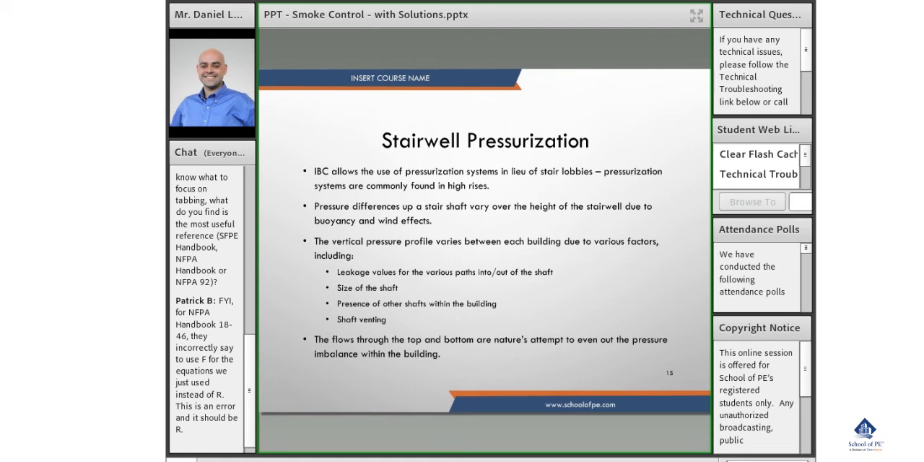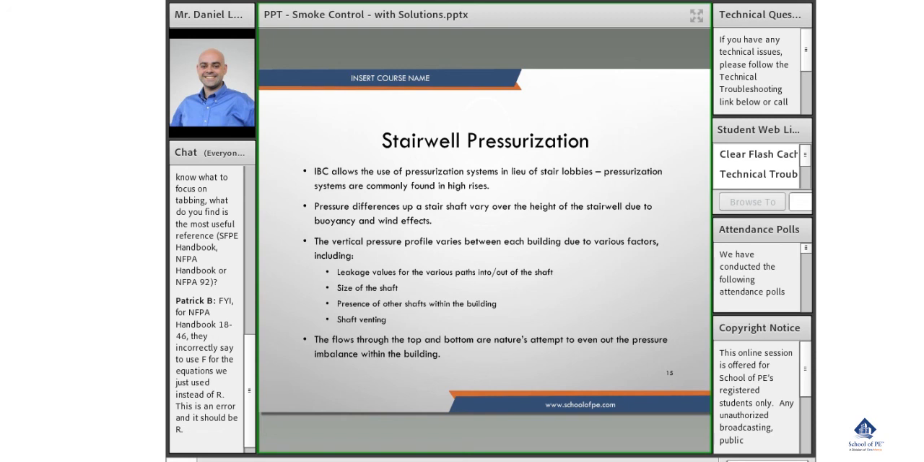Due to that vertical variance of factors, that pressure profile can change. So we're talking about sometimes your leakage values into and out of the shaft. What holes are there, what ways can air and or smoke leak into that shaft, how big that shaft is, how much air can it move, how much thermal lag is going to be in the shaft. Are there other shafts in the building? Actually, the presence of multiple shafts can affect that movement quite a large amount. And then, is there shaft venting? Are you introducing outside air directly into the shaft?